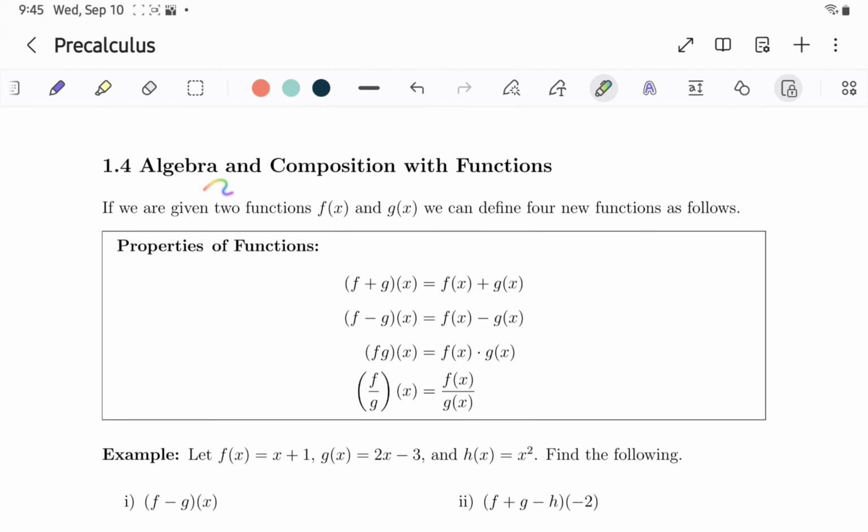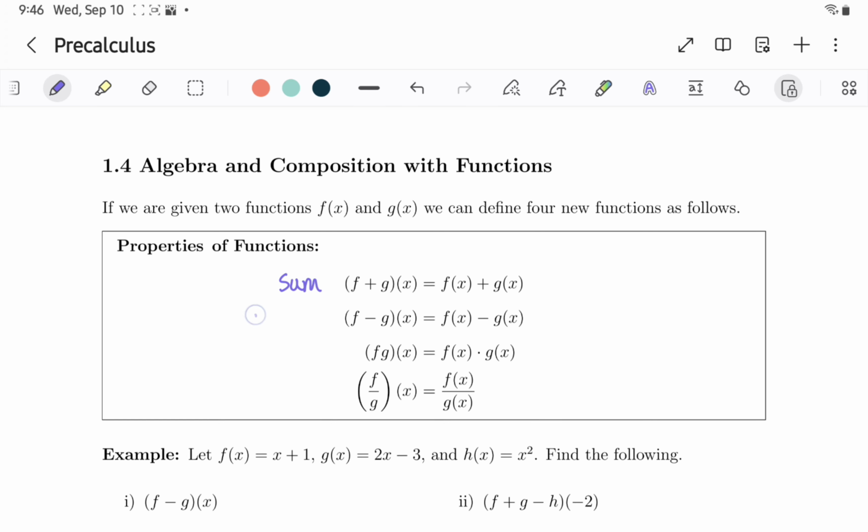In this video, we are going to be talking about algebra and composition with functions. So if we are given two functions, f of x and g of x, we can define four new functions as follows. So we have the sum f plus g of x, which is just going to equal f of x plus g of x.